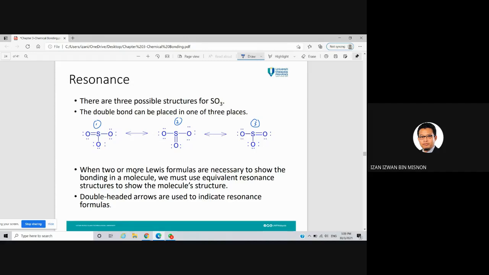When 2 or more Lewis formulas are necessary to show the bonding in a molecule, we must use equivalent resonance structures to show the molecule's structure. So this will be the reversible arrow to show the resonance structure. The double-headed arrow is used to indicate the resonance formula.